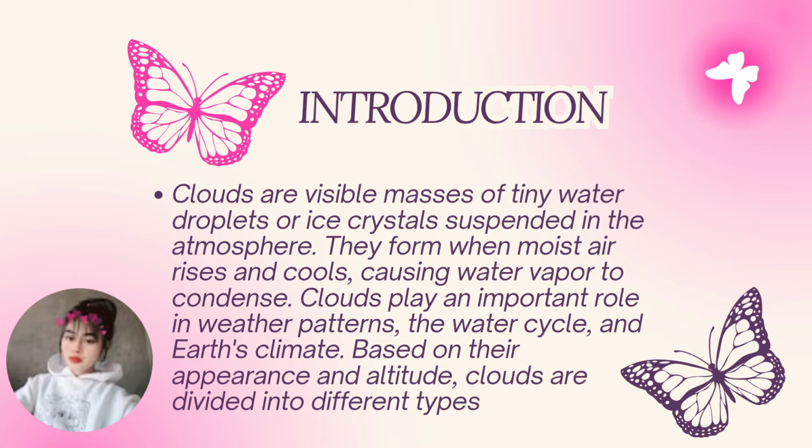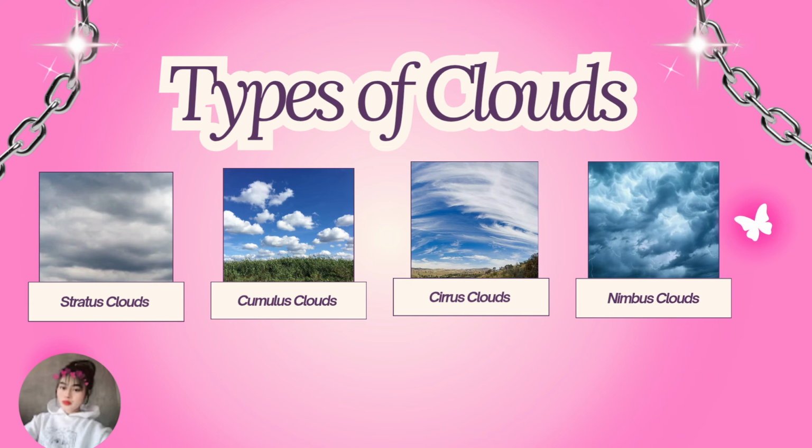Introduction. Clouds are visible masses of tiny water droplets or ice crystals that float in the atmosphere. They form when moist air rises and cools, causing water vapor to condense. Clouds are very important because they affect weather, the water cycle, and the Earth's climate. Depending on their appearance and height, clouds are divided into different types.